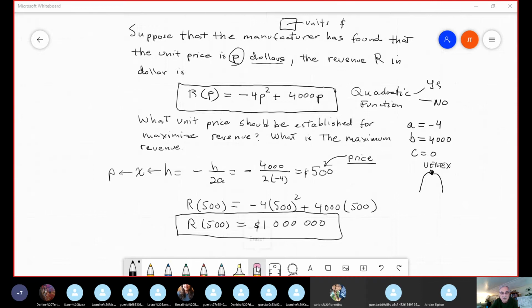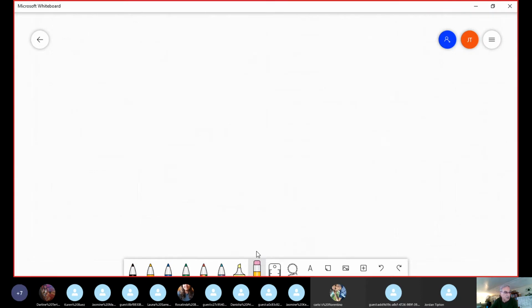I want to erase. One more example, okay, but this is different because it's a minimum, not a maximum. Okay, the cost, in dollars, of course, of manufacturing.